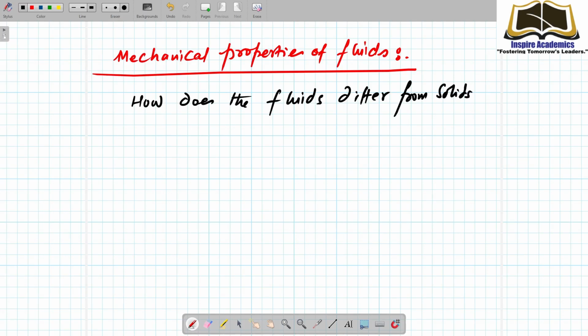Solids के बारे में क्या बताया था हमने? Solids have definite shape and size, or dimension, right? And what about fluid? Fluids have no definite shape of their own, right?